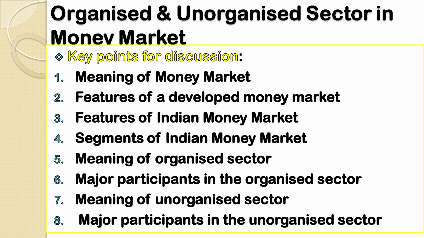Now in the fourth segment, we will basically discuss the various components of the Indian money market. That means on what segments, on what components, on what basis our Indian money market may be broadly classified or divided. Now in the fifth segment, we will discuss the meaning and features of the organized sector. That means what is the meaning of the organized sector?